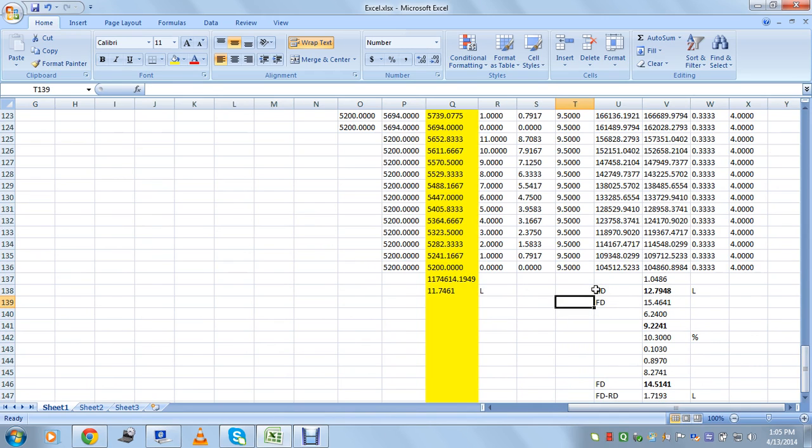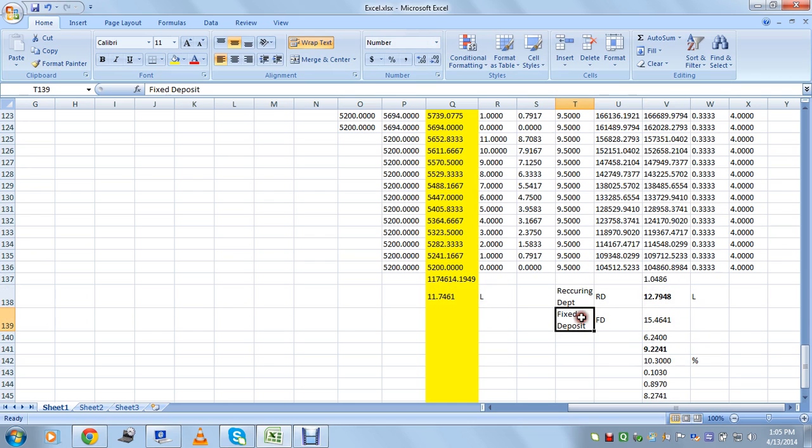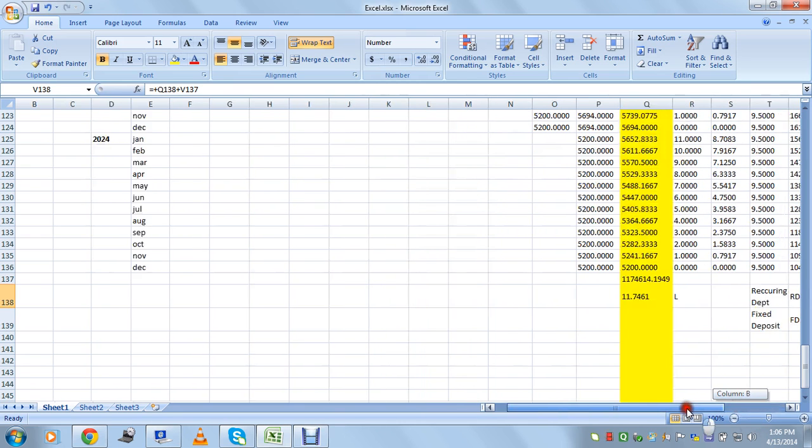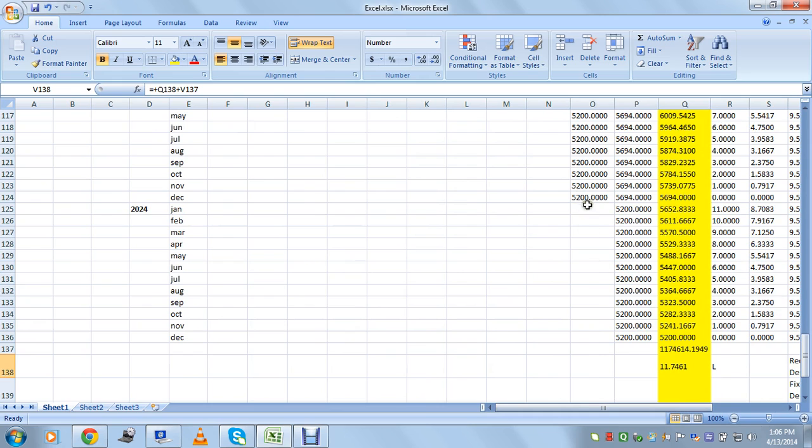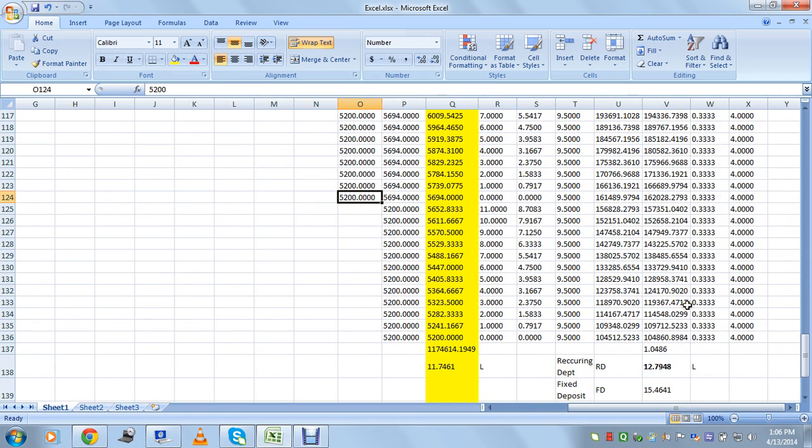The FD, I will identify it as fixed deposit, and this is RD, which is recurring deposit. And here you have the returns of RD for 10 years of investment, if you go by a monthly 5,200 rupees. I have done it in Indian rupees. All the calculations are done to the fourth decimal accuracy.